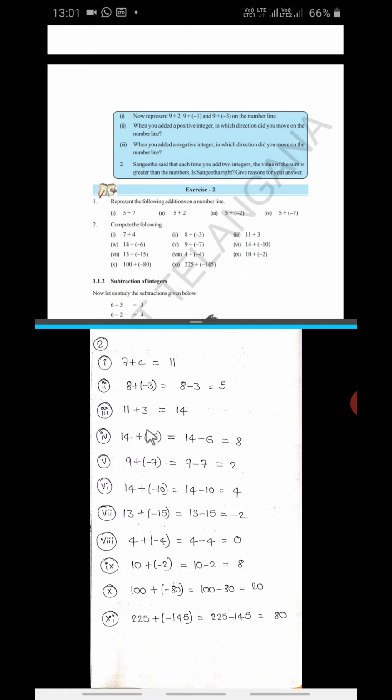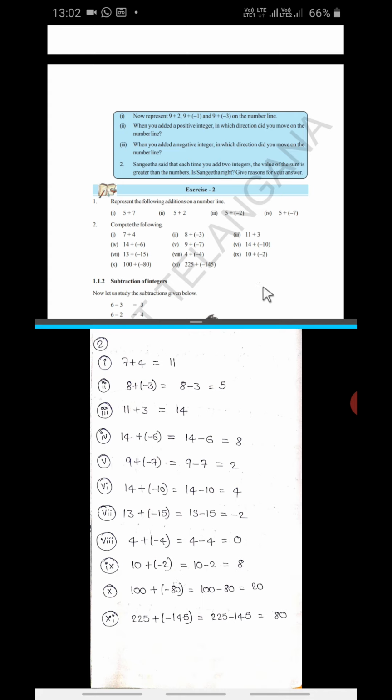11 plus 3 means how much? 14. Next question. 14 plus of minus 6. 14 plus of minus 6 means what? 14 minus 6. That equal to 8. Next. 9 plus of minus 7. 9 plus of minus 7 means what? 9 minus 7. That is 2.